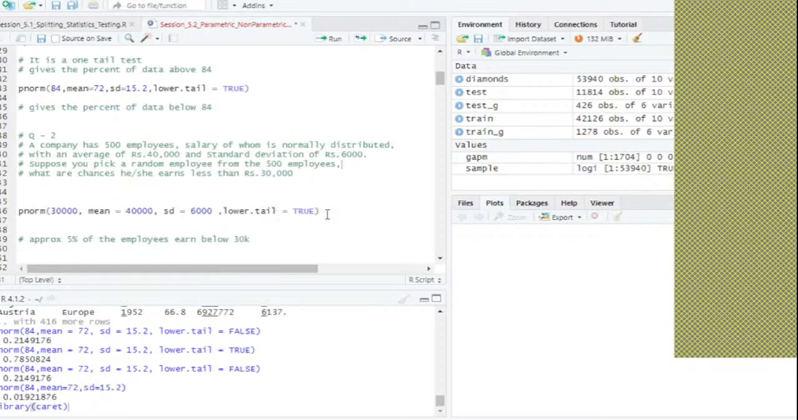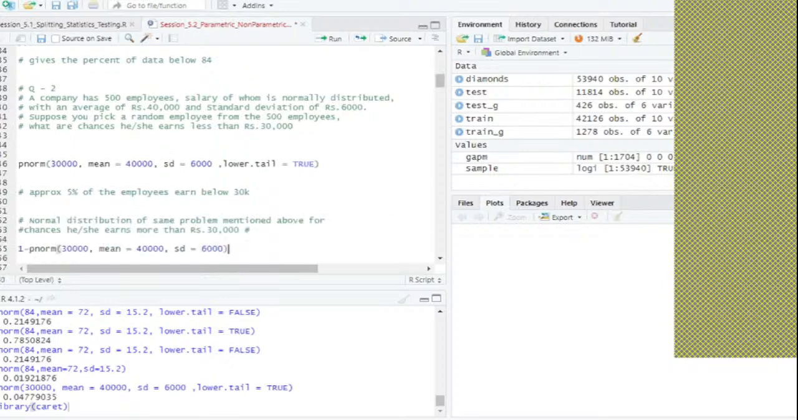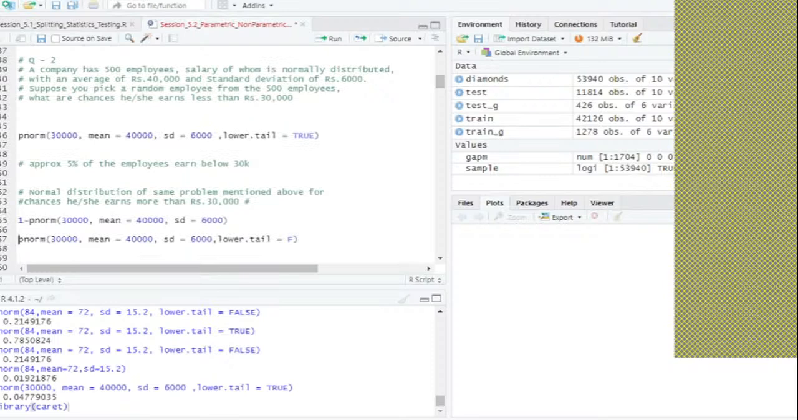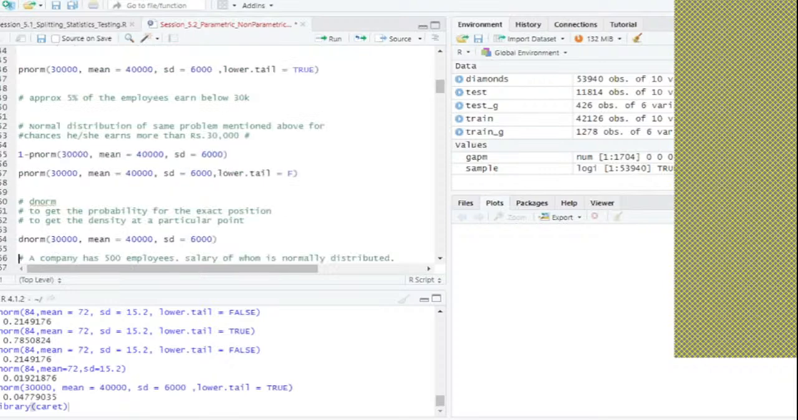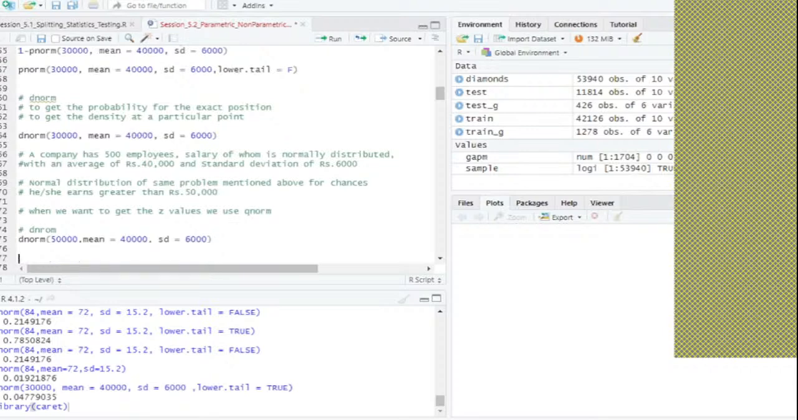What was the answer? 5%, close to 5%? 4.7, right? Okay, normal distribution. Now what are the chances he earns more than 30,000? I'll just subtract it from 1, or I do lower tail equal to false, same thing. Exactly, yes, Bharat, left side, correct. You are right, okay? Then again, you can try dnorm.